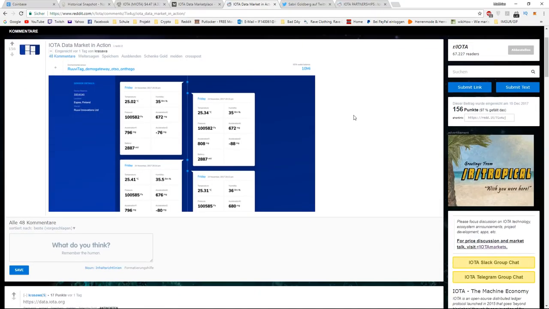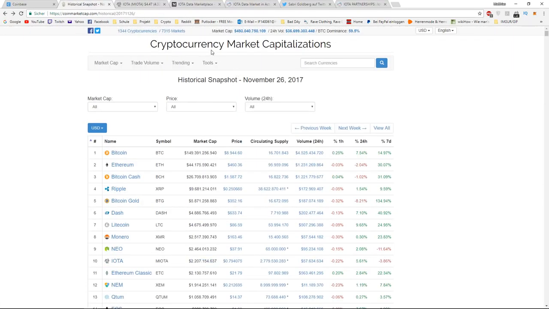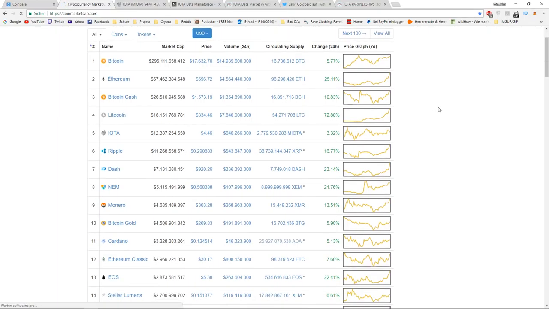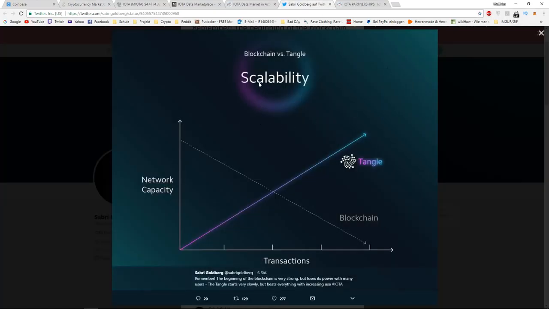Another problem other cryptocurrencies like Bitcoin and Litecoin and Bitcoin Cash, and even Ethereum have, is that they aren't scalable as of now. Because you can see on this graph, this is the normal blockchain, like for example Bitcoin and Ethereum. The more people transact each second, the slower the transactions get. Well, that's exactly the opposite of what the Tangle, which is the blockchain of IOTA, is capable of.